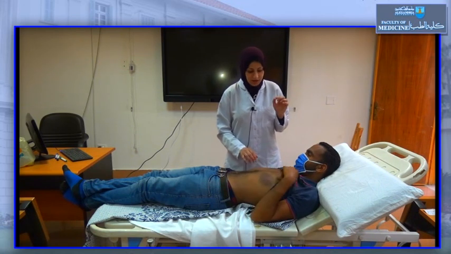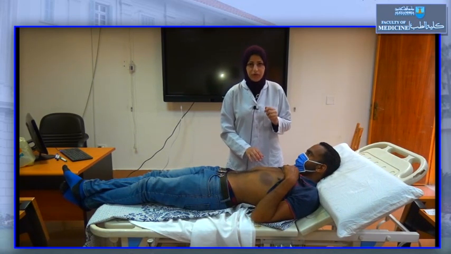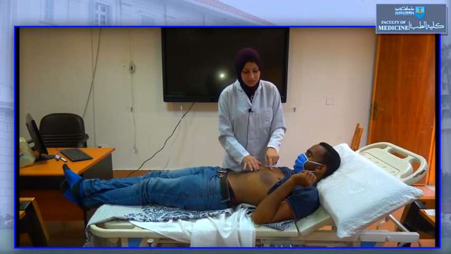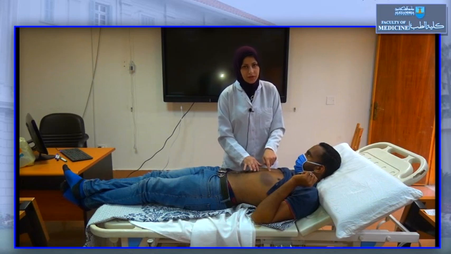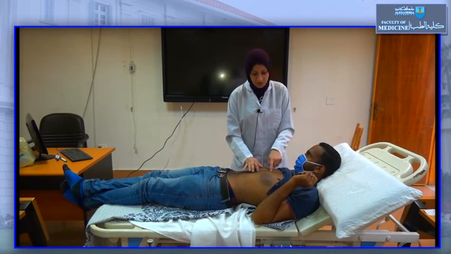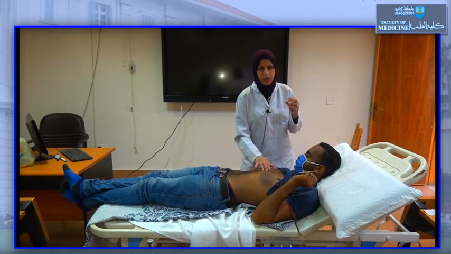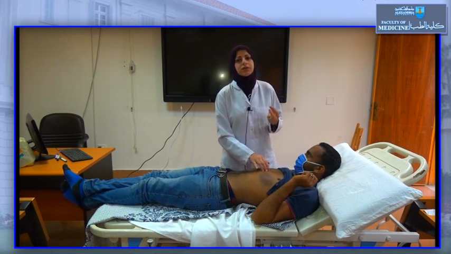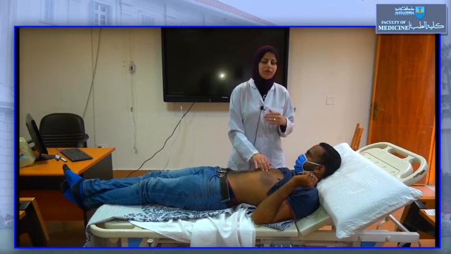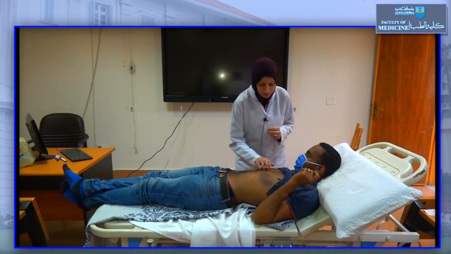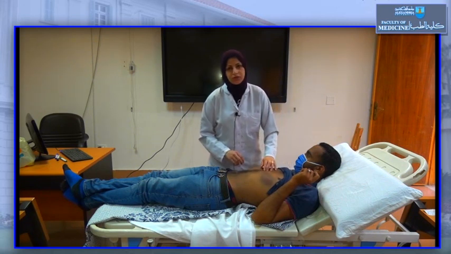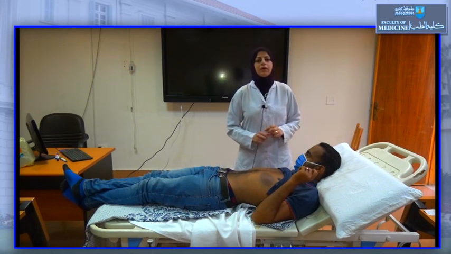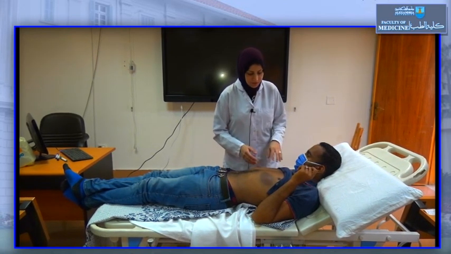What's the next step in percussion of the heart? There is what's called direct percussion of the lower third of the sternum. We will percuss directly on the lower third. Normally it is resonant. If it is dull, it denotes right ventricular enlargement. Normally it is resonant, like that. But if it's dull, it denotes right ventricular enlargement.